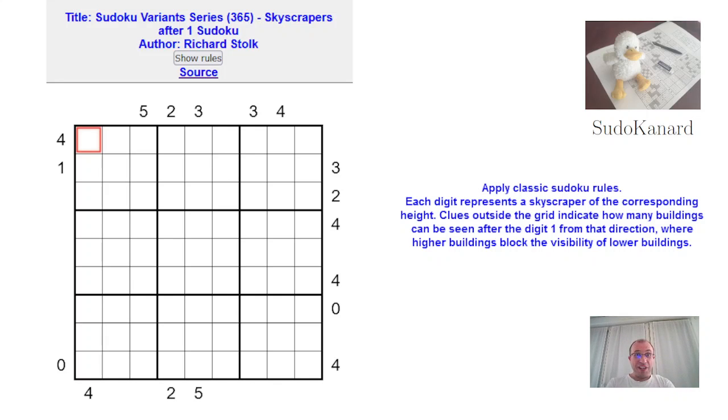We're here to see a very special variant of Sudoku by Professor Richard Stolk from the Netherlands. It's called Skyscrapers After One Sudoku, and it's part of his impressive Sudoku variant series. And the rule is very unusual. Whenever you have a number outside the grid, it tells you how many buildings you see above building one. So what does this mean?